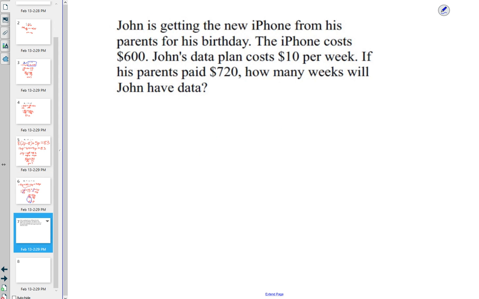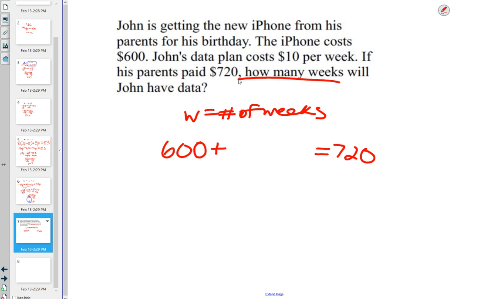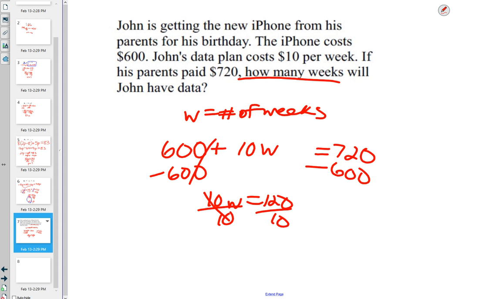Word problem, also missed quite a bit. What do they want to know in this word problem? What are we looking for? How many weeks? So that's our variable. Let's define our variable. W equals number of weeks. If you read it, it says that in total, mommy and daddy spent 720. Out of that 720, how much was spent on the phone itself? 600. Plus how much per week? 10W. So minus 600. Minus 600. 10W is equal to 120, divided by 10. W is equal to 12. So that means 12 weeks.